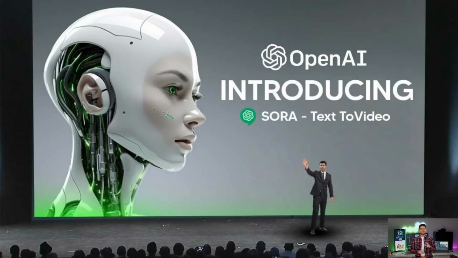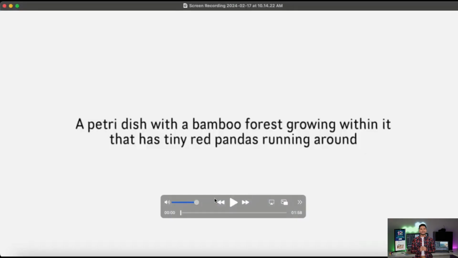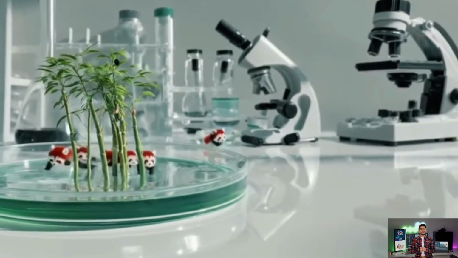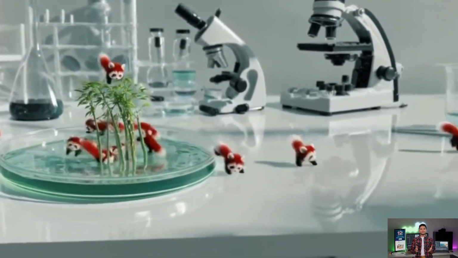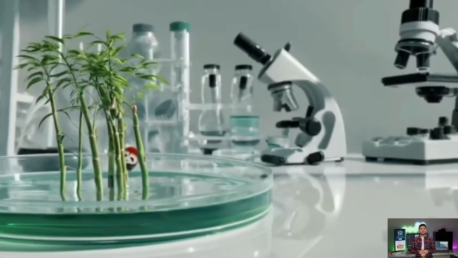And just to show you guys how good these videos are, let's take a look at this video of a petri dish with a bamboo forest growing within it that has tiny red pandas running around. From the onset of the video, you can see that it was generated completely accurately. You can see the petri dish at the left side of the video, and the bamboo in the middle of the petri dish, and you can see the tiny red pandas moving around, and how the pandas interact with the environment.